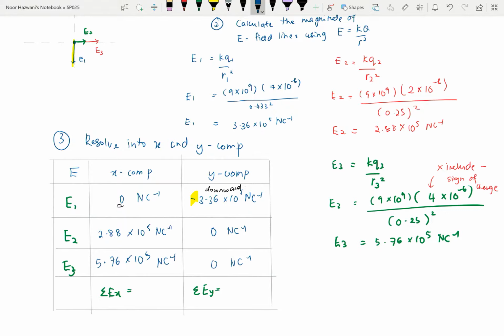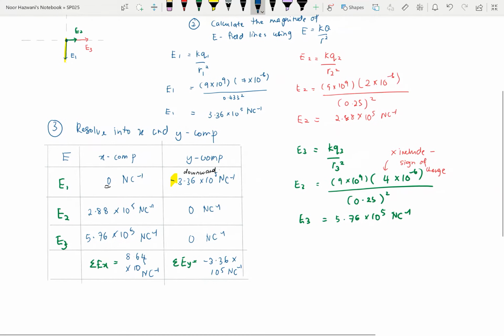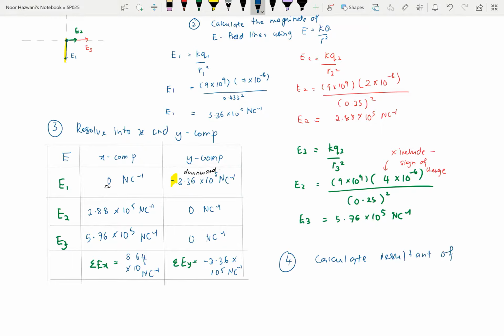And then you sum up, okay, untuk X component dan Y component. So, untuk X component, you will get 8.64 times 10 to the power of 5 Newton per Coulomb. So, EY akan negative 3.36 times 10 to the power of 5 Newton per Coulomb. So, dah settle. Step yang ketiga, step yang keempat, apa kita buat? Calculate resultant of electric field.